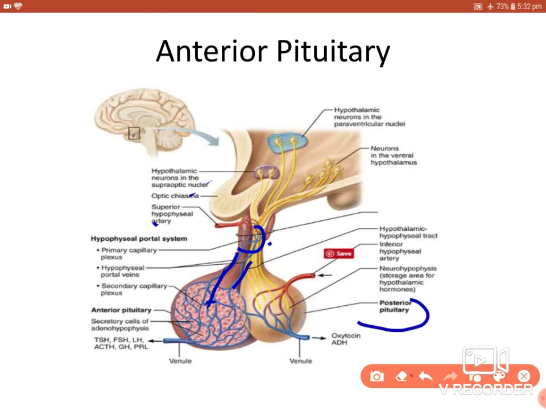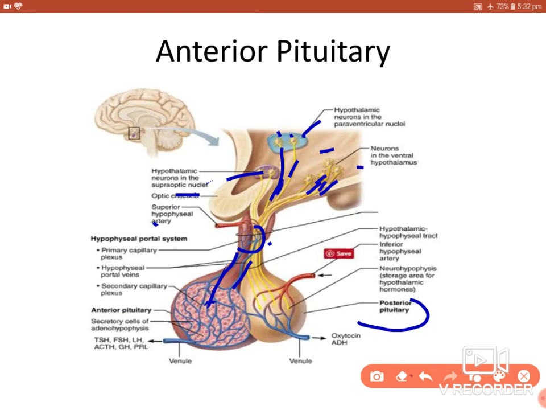You can see here in the nuclei of this hypothalamus, the cell bodies of the neurons. This is the supraoptic, and this one is the paraventricular nuclei. These are the neurons, the cell bodies there. These are the axons from these neurons, from the ventral part of this hypothalamus.